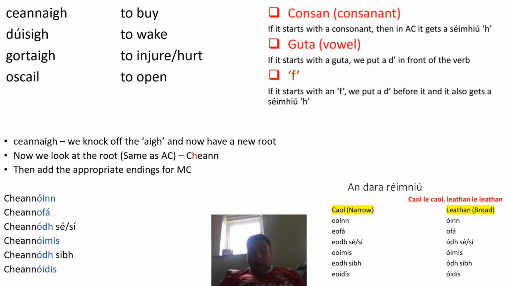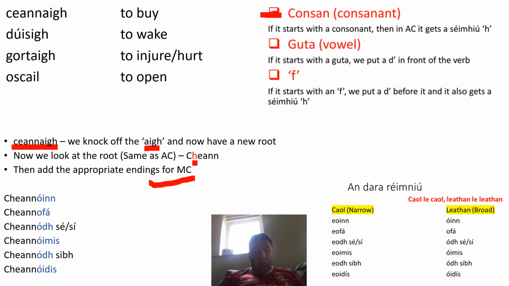So it's like the Aimsir Chaite, where we were getting rid of the aigh or aidh, but we're going to look at cian here now. So we have our verb cian, to buy. To turn this into our Aimsir Chaite root, we knock off the aigh and then we look at it. So it starts with a consonant, so it has to get a séimhiú. So cian. Then for the Modh choinníollach, we just add the appropriate endings.